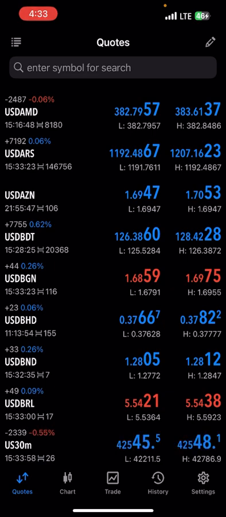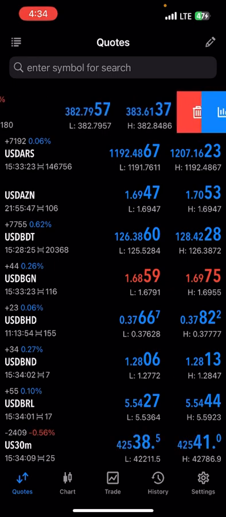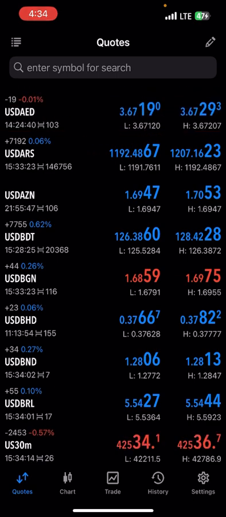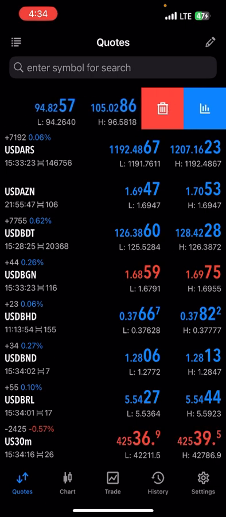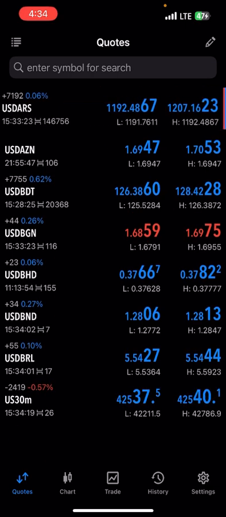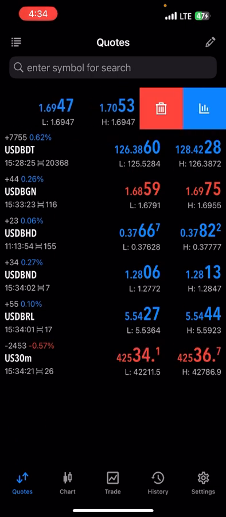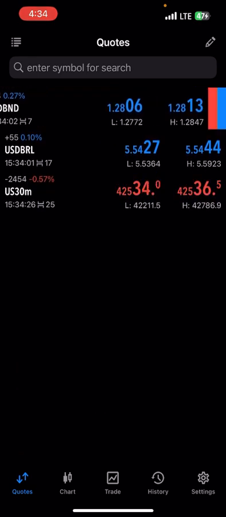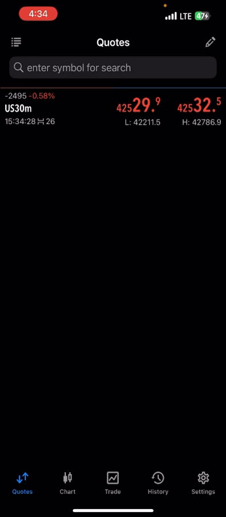Assuming the default currency pairs that are already here are pairs you do not trade, you just need to delete them and, of course, add the pairs that you trade. If I want to delete anything, I swipe left, click on delete, swipe left again, delete, swipe left, delete. I'm leaving US30 because I trade US30.